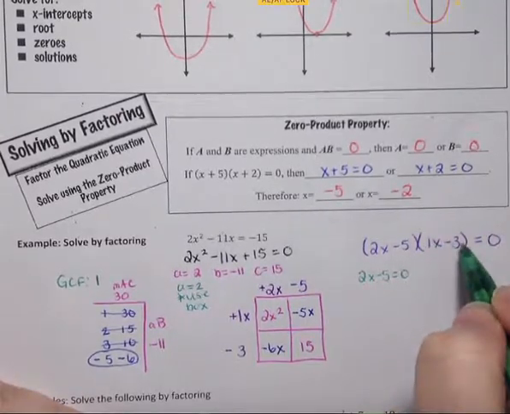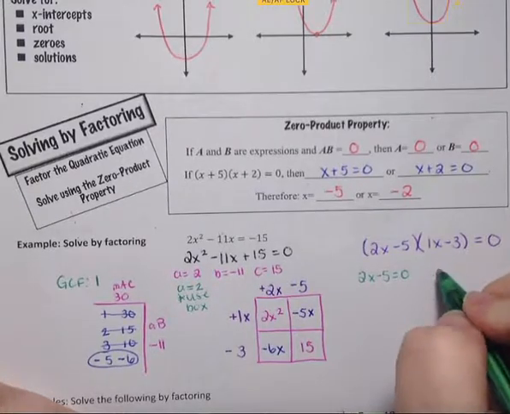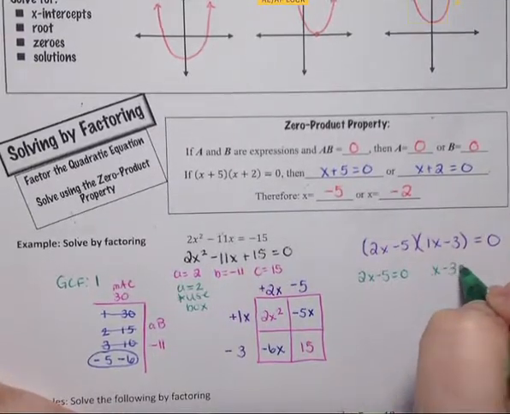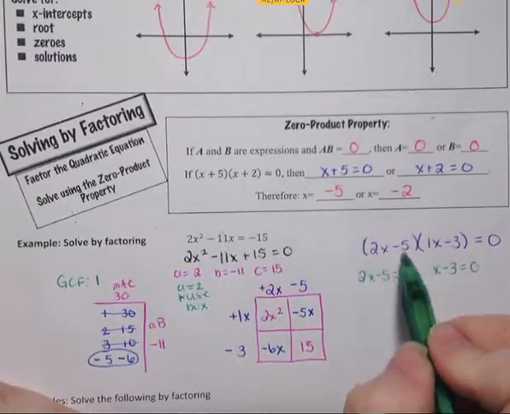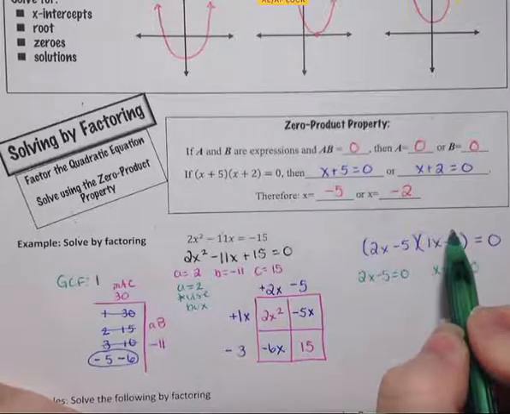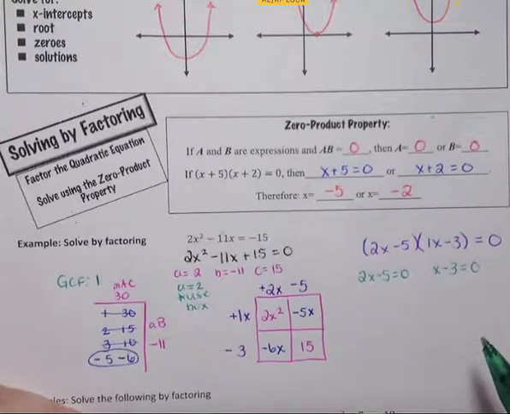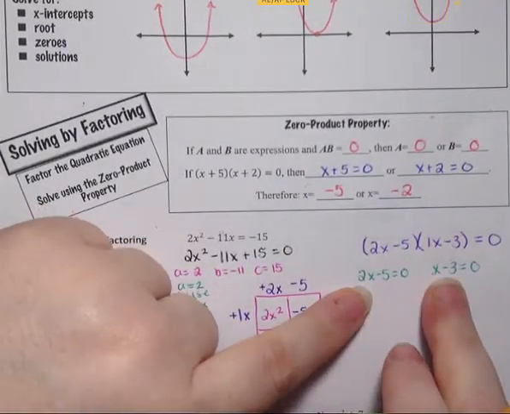Then my second expression is x minus 3. It also has a variable, so I need to take that expression, x minus 3, and equal that to 0. Because it does not matter if this expression is 0, the entire equation will be 0. If the second expression is 0, then the entire equation will be 0. So when we solve for x, we have two equations we're going to solve.